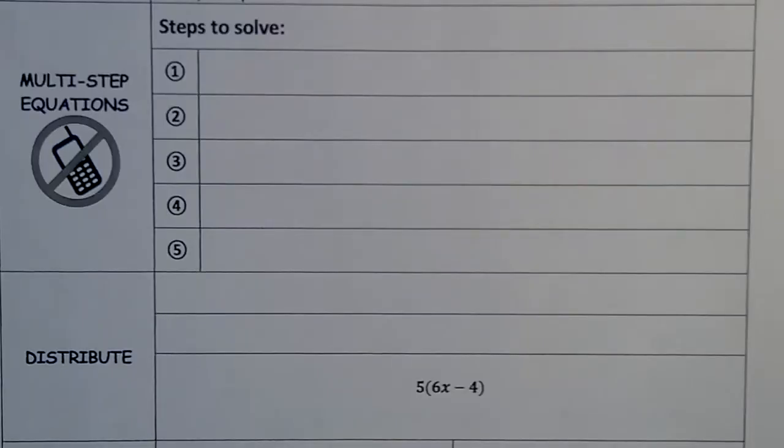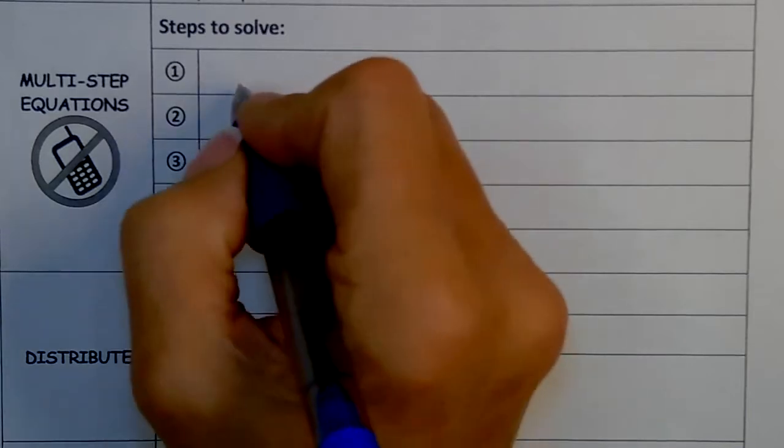This lesson is on solving multi-step equations. This is part 1 of 2. So to solve a multi-step equation, we're going to use the mnemonic device, Don't Call Me After Midnight. This will help us remember the 5 steps to solving a multi-step equation. So let's start off by writing the mnemonic.